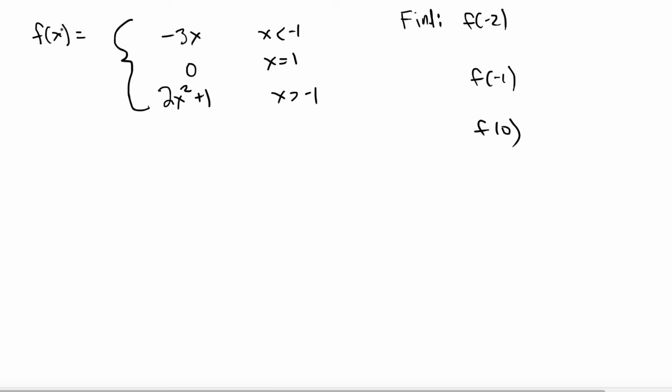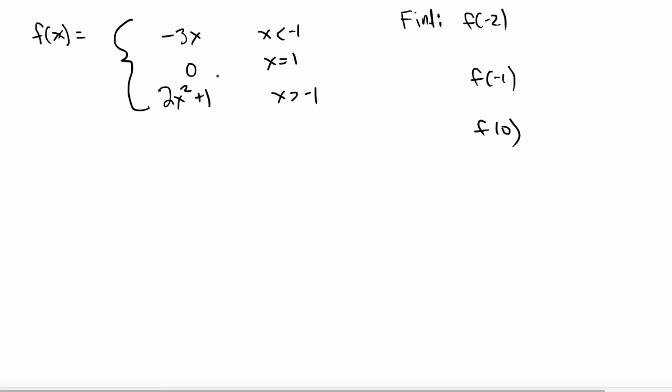All right, so we have this piecewise function here, right? So f of x is equal to these three pieces. The first piece is negative 3x. You notice that the restriction here is for x less than negative 1. The second piece is just this number 0, and this is based on x equal to negative 1. And then the last piece is 2x squared plus 1 for x greater than negative 1.